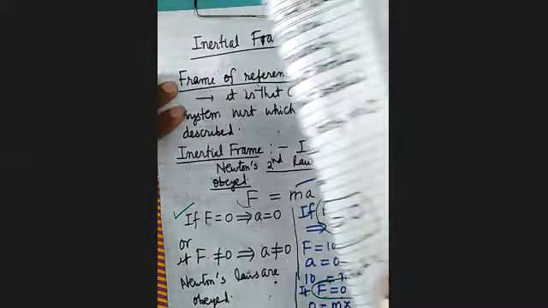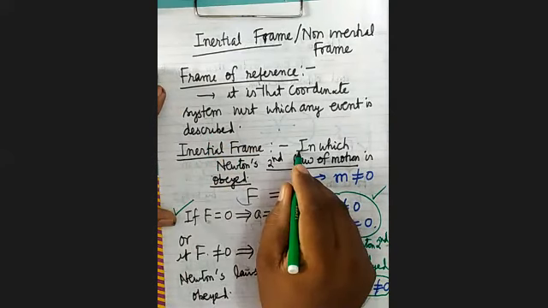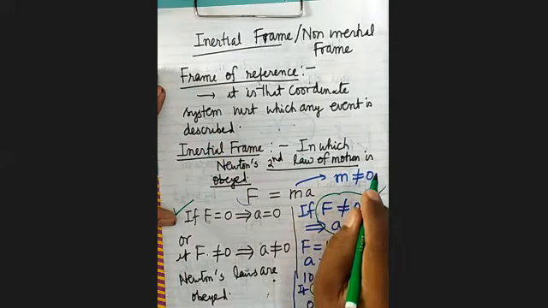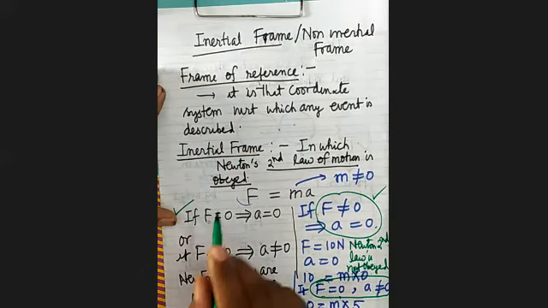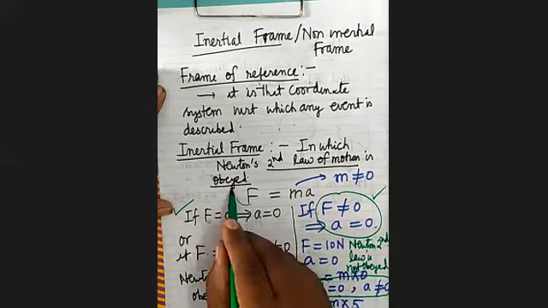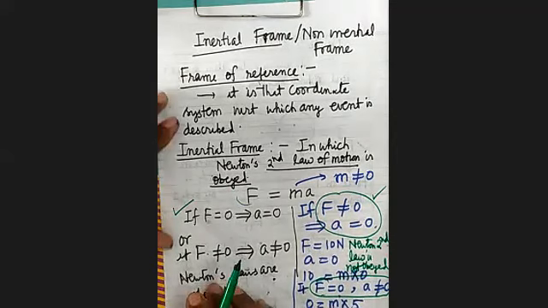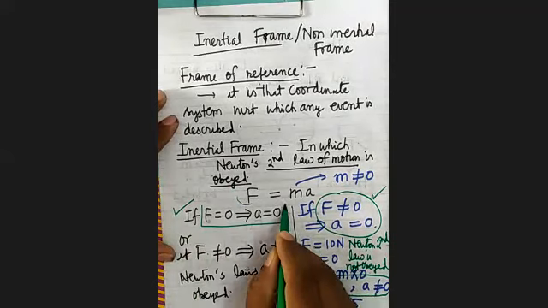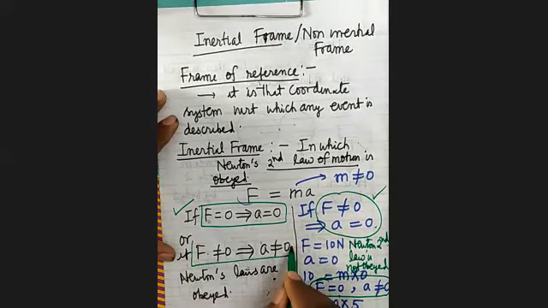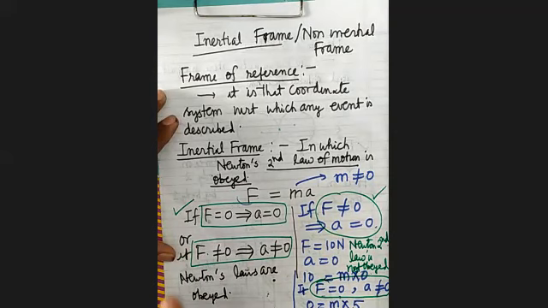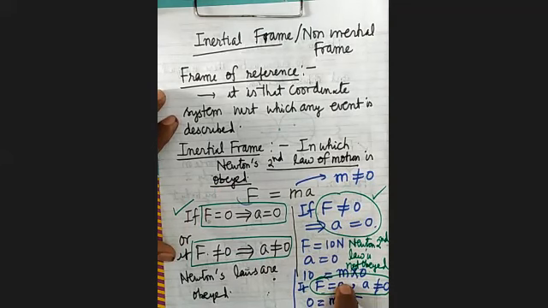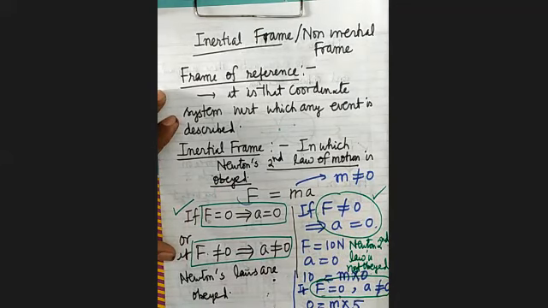Now let me revise this. What is the inertial frame? It is that frame in which Newton's second law of motion is valid. Obeying Newton's second law of motion means this should be: if F equals 0, then A should be 0. If F is not 0, then A is not equal to 0. Then it means Newton's second law of motion is valid and obeyed. But if it is like this, then Newton's second law of motion is not valid, not applying there. It's clear?